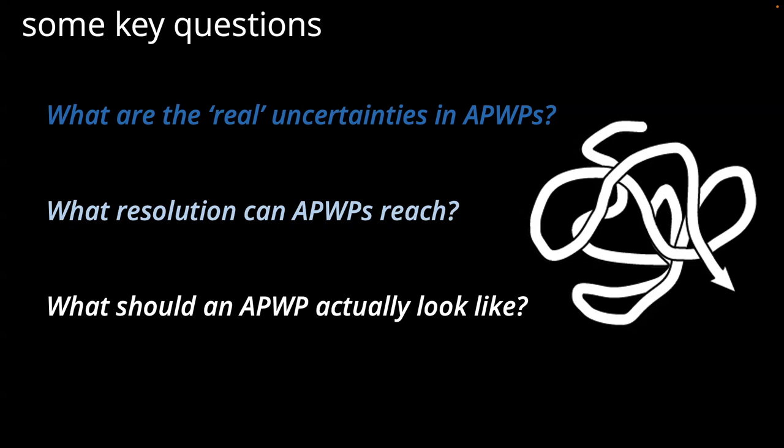What resolution could an apparent polar wander path actually hypothetically reach? So we know that secular variation is obviously imposing some ultimate limit. What is that limit in space and time? We don't really know that. And I think the most motivating question of all on this slide is actually, what should an apparent polar wander path even look like?